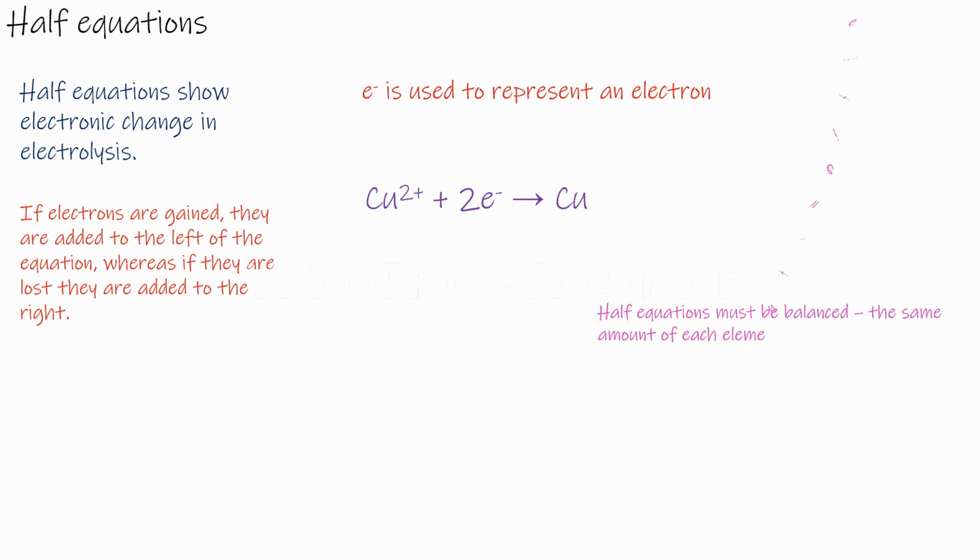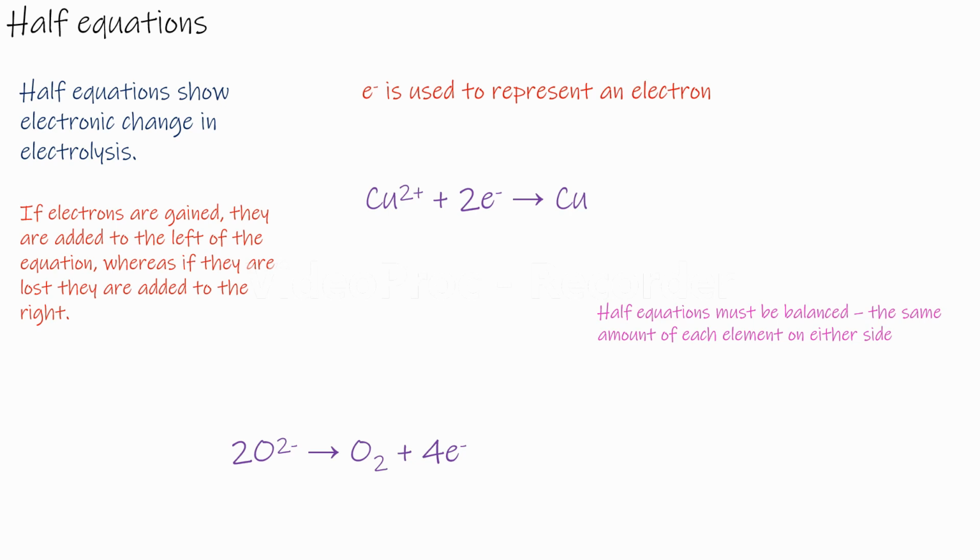Now, we also must note that half equations have to be balanced. Much like most chemical equations, they must have the same amount of each element on either side. However, they do not need the same amount of electrons, as the electrons will balance with the ions if you have done this correctly. We can see in this example that we have had a bit of balancing going on.